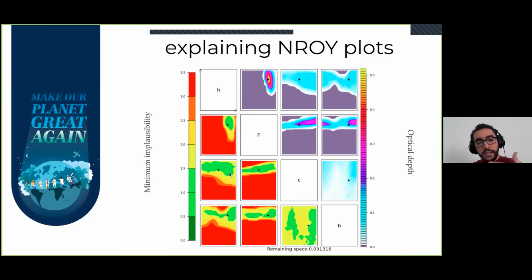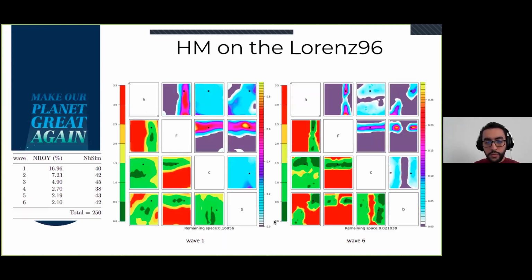And the green and yellow parts are the parts which are kept by the history matching. If you remember, we are trying just to remove the bad parts and to keep the good parts. And the black point here is the ground truth, which you see is in the good part.